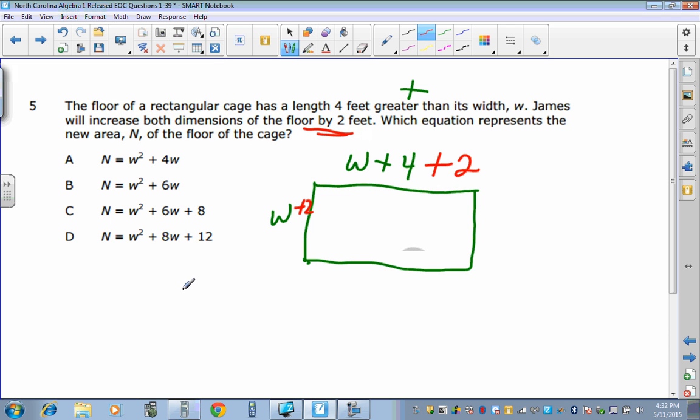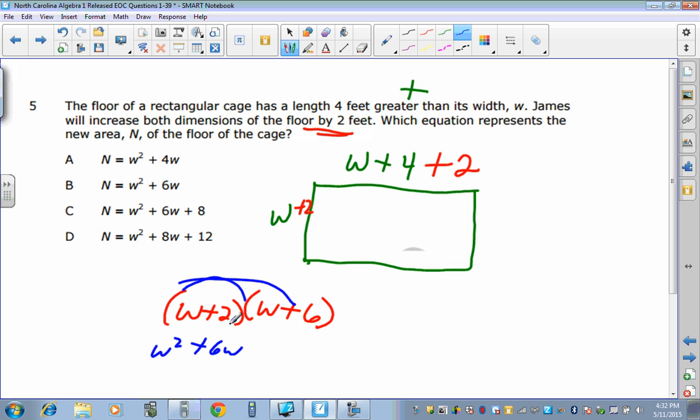Okay, well, what he'll do for area, since it's a rectangle, is he'll multiply the width, which is W plus 2, times this length, which is W plus 6. And so that will give the new area. So that's going to be W squared plus 6W plus 2W plus 12, and then if we combine our like terms, we get D for the answer.